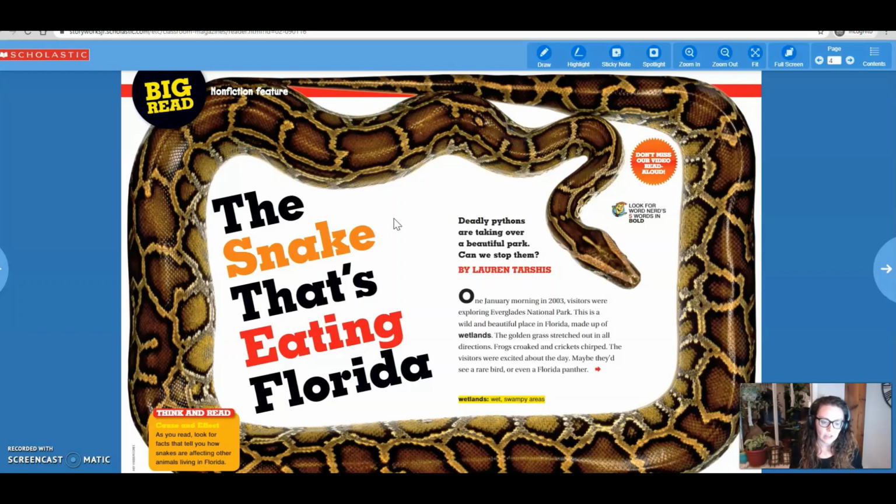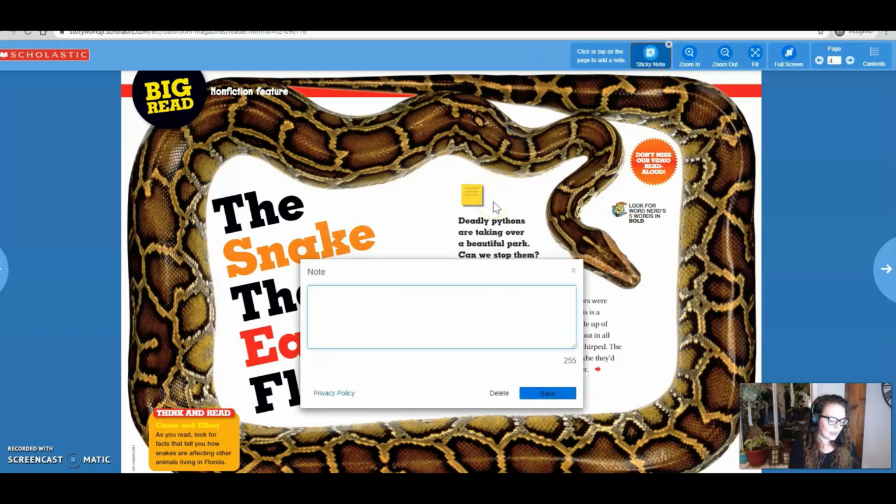It's interesting. And I see this here, Think and Read: Cause and Effect. As you read, look for facts that tell you about how snakes are affecting other animals living in Florida. So I'm going to drop a quick sticky note right here because I have some thinking. I know that pythons are pets, but my question is, how are they hurting parks in Florida? Because they're pets, right?